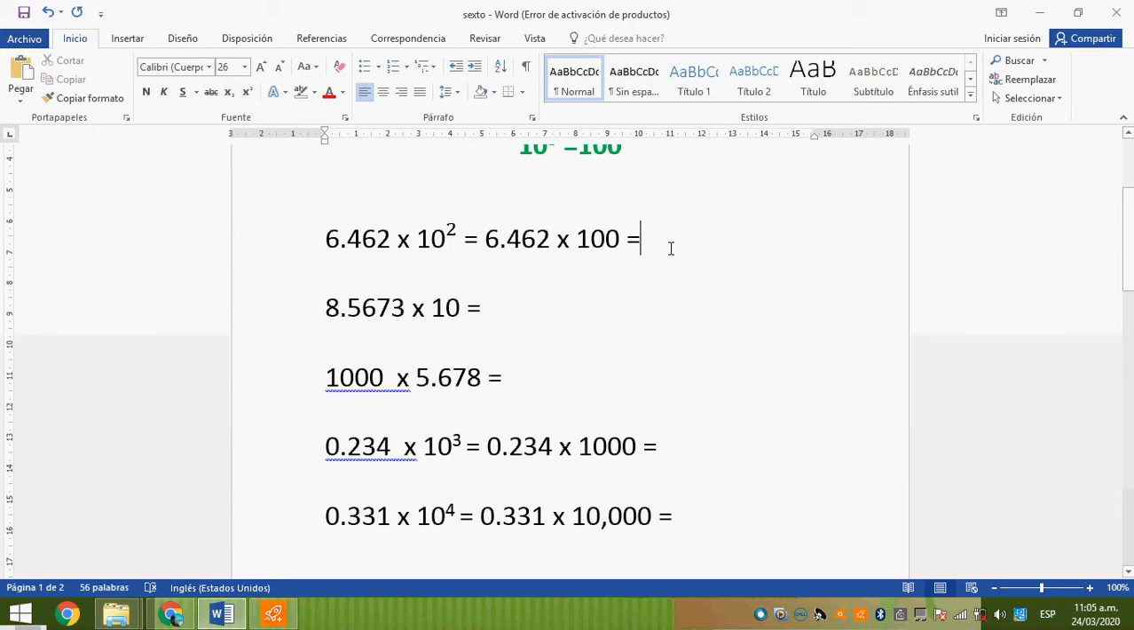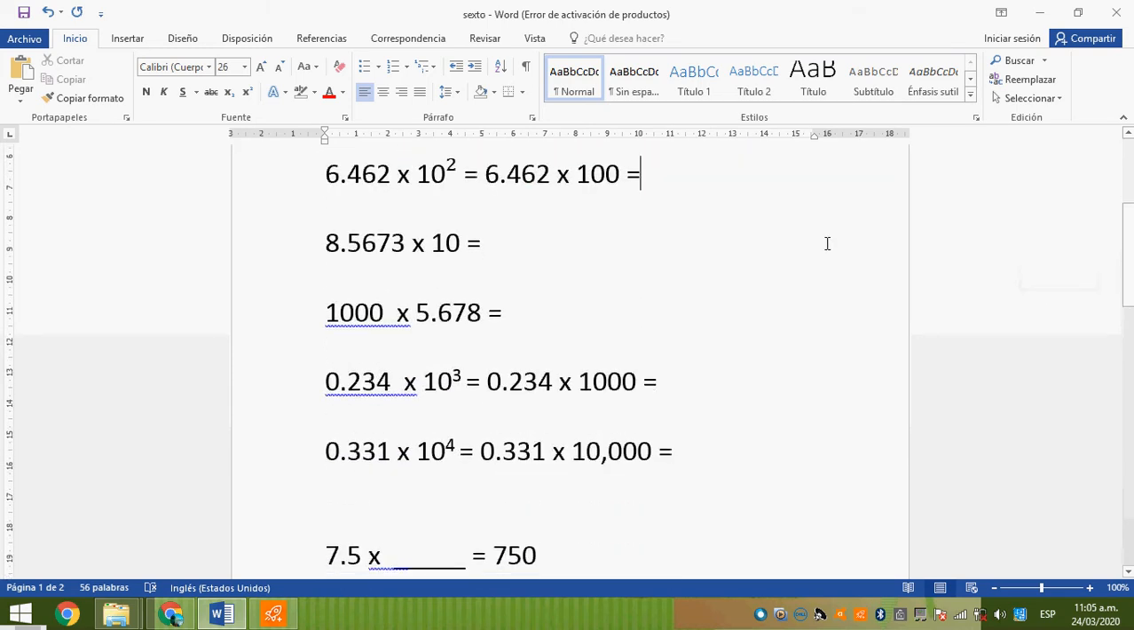So what do I have to do? Every time I multiply numbers by powers of 10, the only thing I have to do is move my decimal point to the right the amount of zeros that I have. For example, in this case, how many zeros do we have in this number? 2. So it means I'm going to move this decimal point 2 spaces to the right. And if I move 2 spaces to the right, it's going to be like this. And that's my answer.